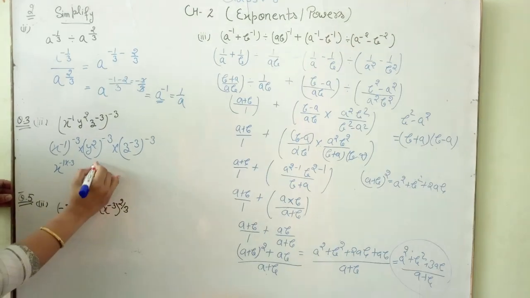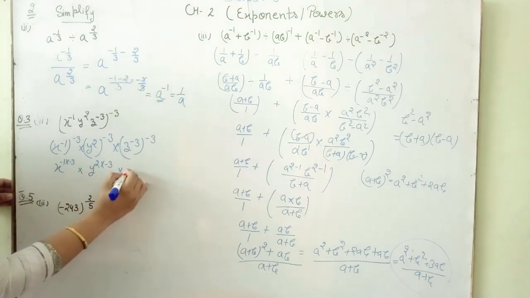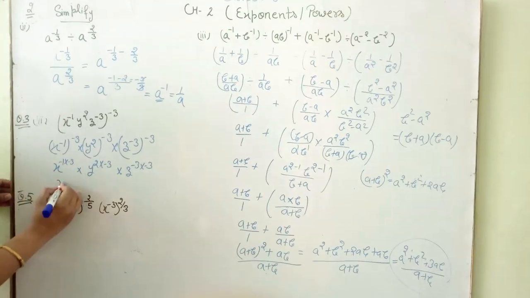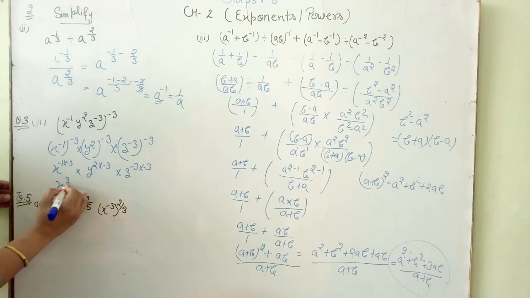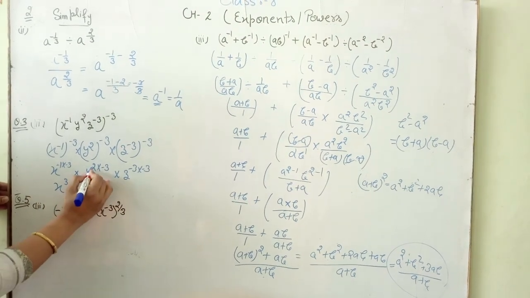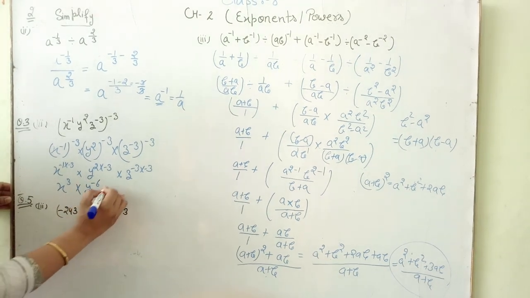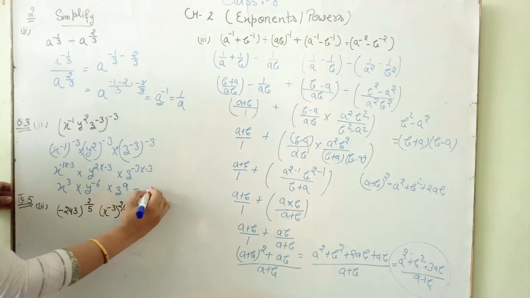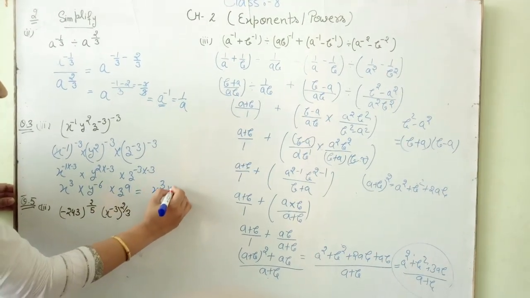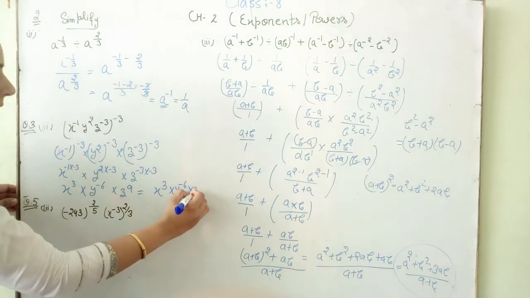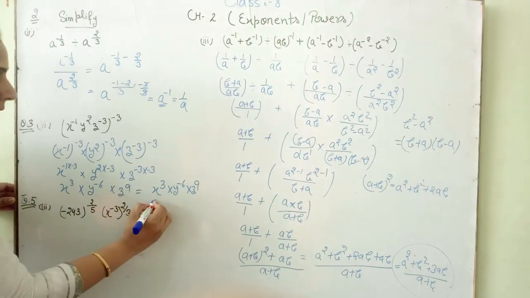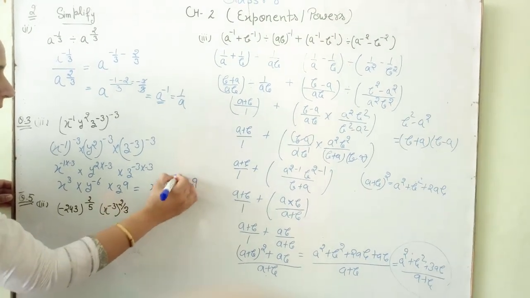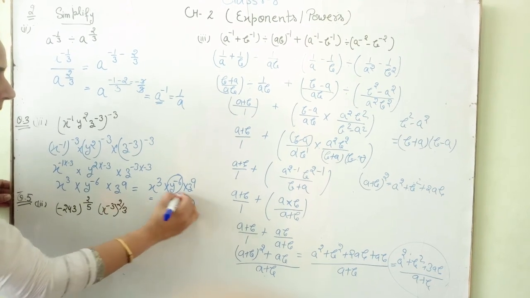Same, y to the power 2 multiply minus 3, z to the power minus 3 multiply minus 3. X to the power minus 3 plus 3 multiply 1, so 3 multiply y to the power 2 multiply minus 3 gives minus 6, and z to the power minus 6 plus 3... 3 is 9. Then this is equal to x raised to the power 3, y raised to the power minus 6 and z raised to the power 9, and we also write this as x raised to the power 3, z raised to the power 9, and in place of this we write y raised to the power 6.